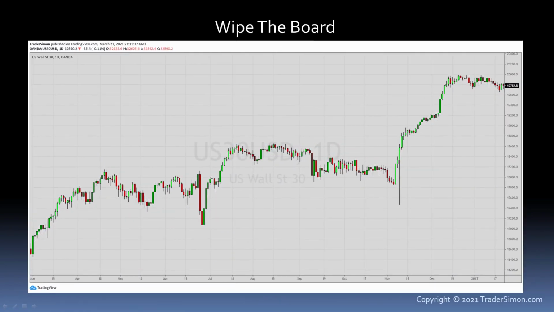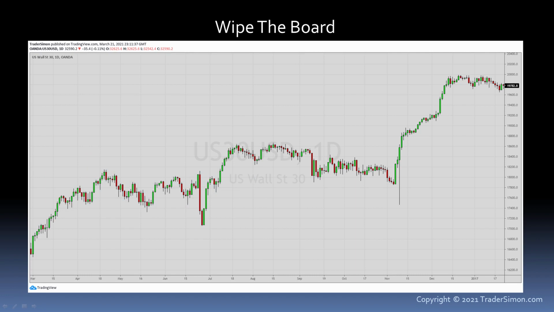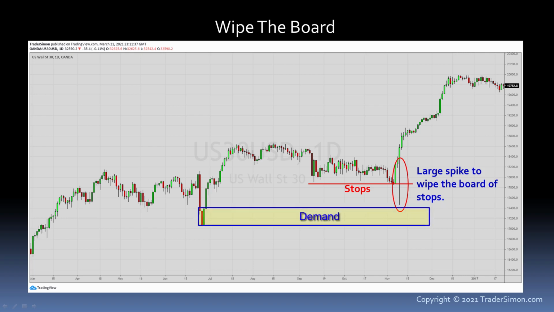Here's another common scenario which reminds me a bit of the casino. You know, when the croupier clears the roulette table of all those chips because everyone's lost. Well, this is what happens before key news events such as FOMC or non-farm payroll. The market reaches deep into liquidity, clears those stop losses and then reverses, leaving a very large spike behind. And this is what I call wiping the board of stops. So you could have been sitting in that range and been long and been totally right on the direction, and you still would have had your stop loss taken out. The answer is either to buy at demand or wait for the stop hunt before entering long.